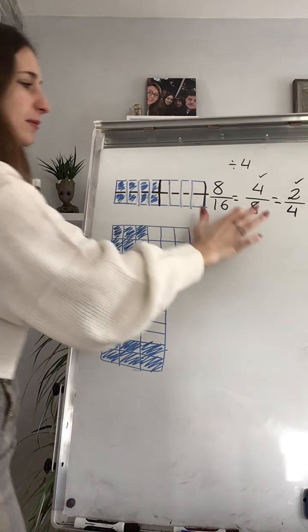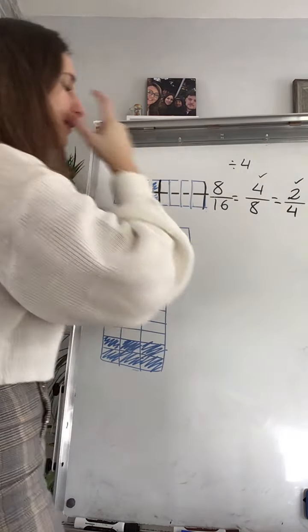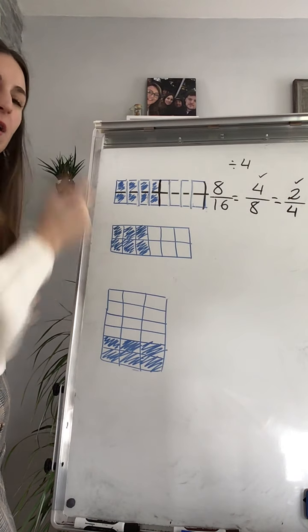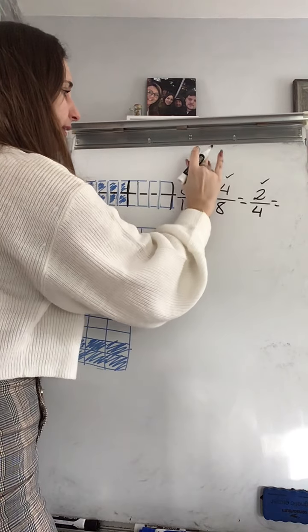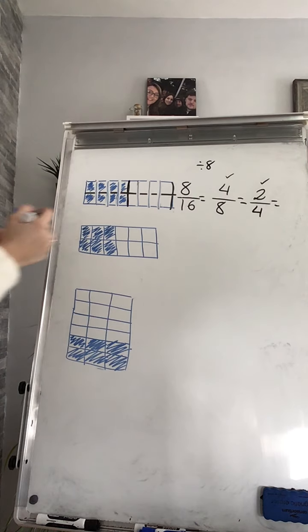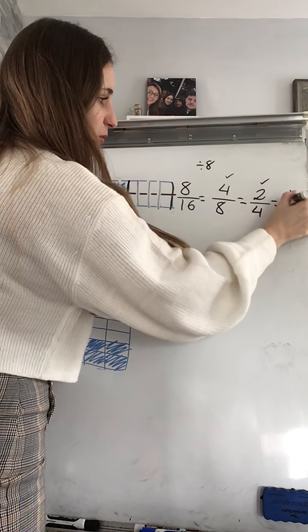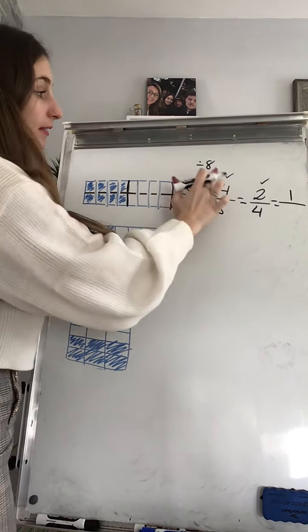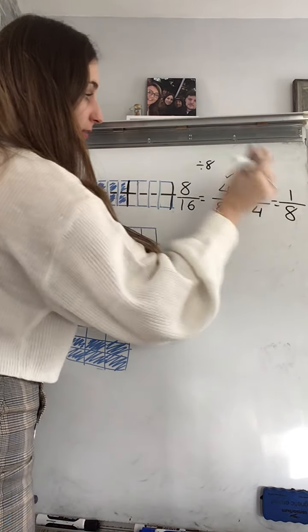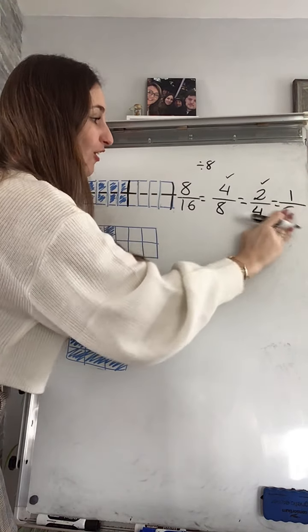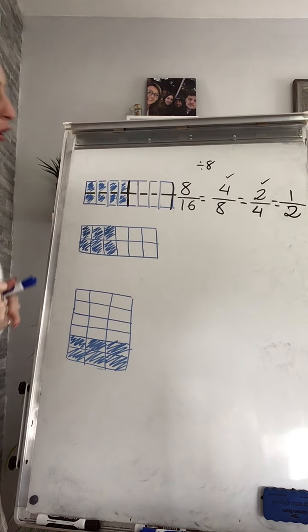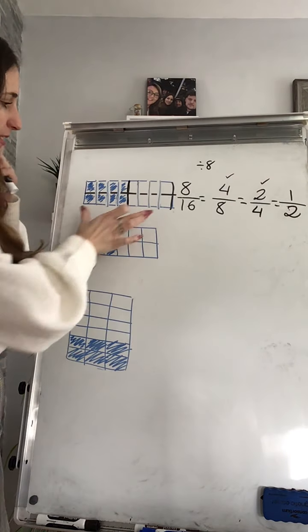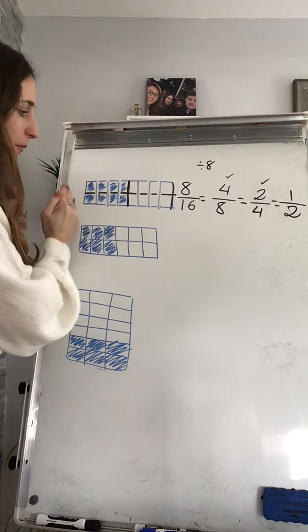Is there anything else? I divided by 2, I divided by 4, any other way? I could basically divide it by 8, couldn't I? What will I get if I divide it by 8? 8 divided by 8 is 1. 16 divided by 8 is, oopsie, sorry, 16 divided by 8 is 2. 2 times 8 is 16. So 1 half. Let's try, so I need to split this into a half. Same amount on each side.